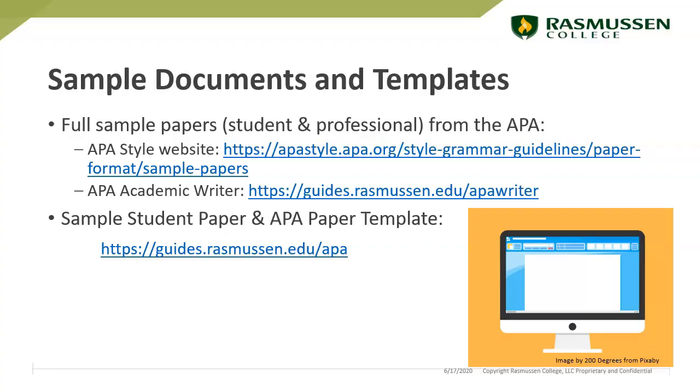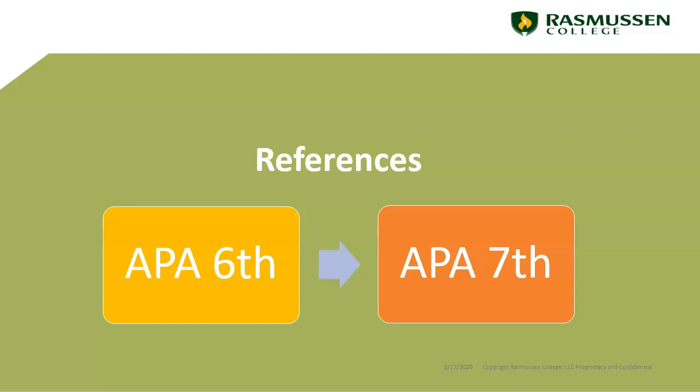To assist you with properly formatting your papers according to APA 7th edition, there are a number of sample documents and templates provided by the APA and Rasmussen. Full student and professional papers can be found on the APA style website, APA Academic Writer, and within Rasmussen's APA Guide. Now let's discuss the major changes to references.